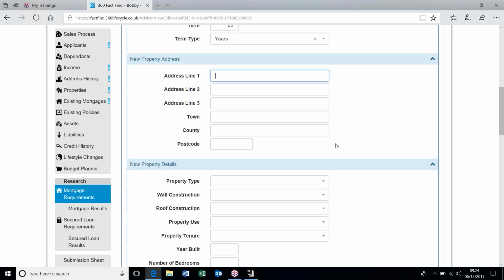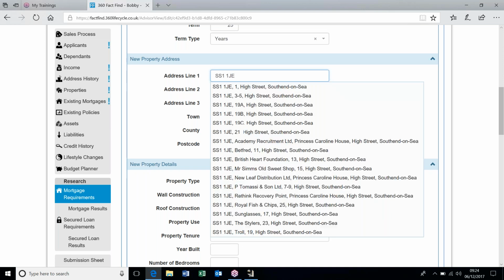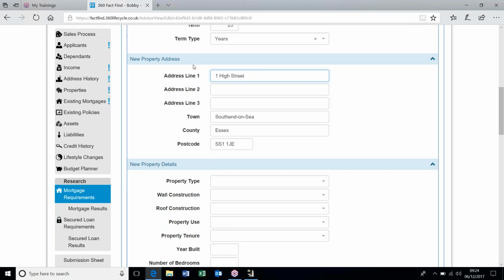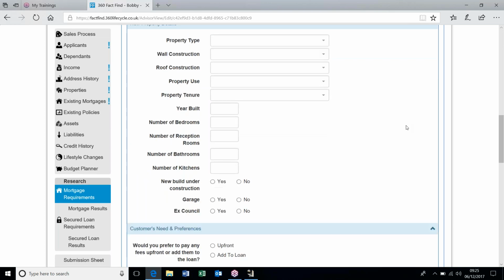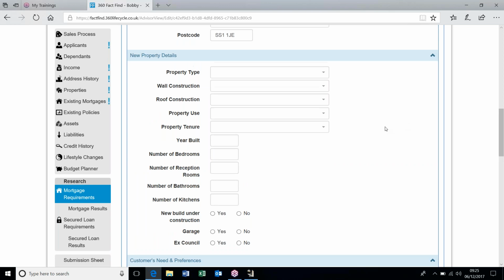Okay, let's put a new address in. I'm just going to put in our office address here. As you start putting in the address, you'll find it comes up in the first line. I put the postcode in, and it comes up with the details, and then you press the address that it applies to, and it pre-fills the rest for you. And then you just have to complete the property details.